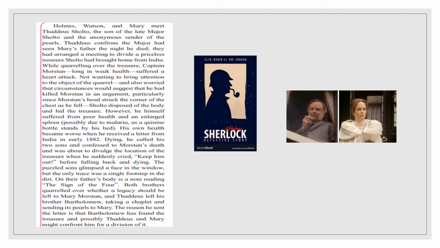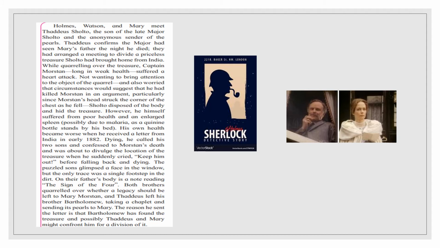They had arranged a meeting to divide a priceless treasure Sholto had brought home from India. While quarreling over the treasure, Captain Morstan, long in weak health, suffered a heart attack. Not wanting to bring attention to the object of the quarrel and also worried that circumstances would suggest that he had killed Morstan in an argument, particularly since Morstan's head struck the corner of the chest as he fell, Sholto disposed of the body and hid the treasure.